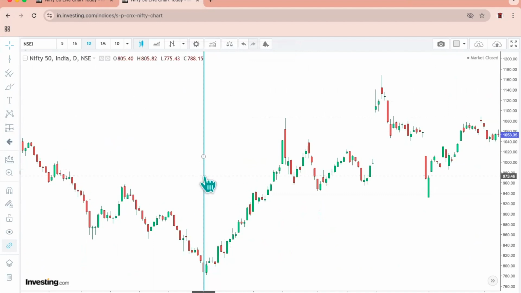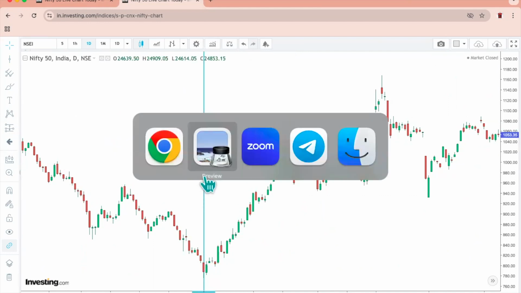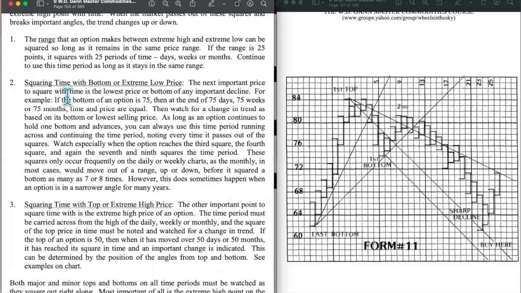We'll try to find what is the low, because as it has been said over here, squaring time with bottom. So the next important price to square with time is the lowest price or bottom of any important decline. Right? And then he has given examples that, okay, for this much number of points. For example, if a bottom of an option is 75, so whatever is the price for that much number of days or weeks or months, the price should meet time accordingly. So we'll try to do the same thing.